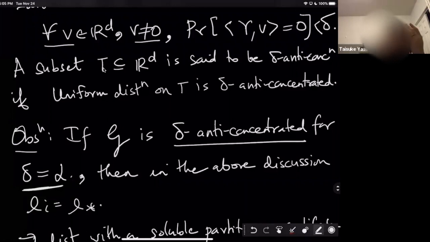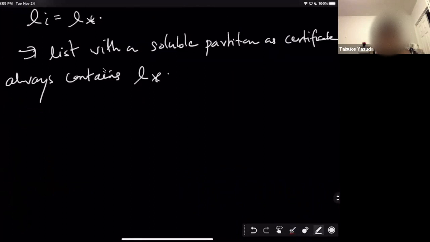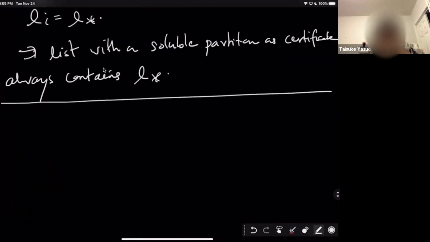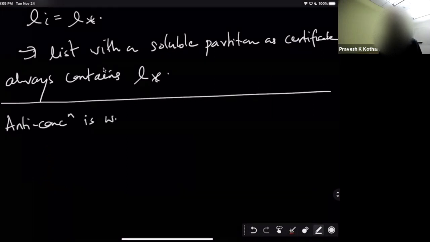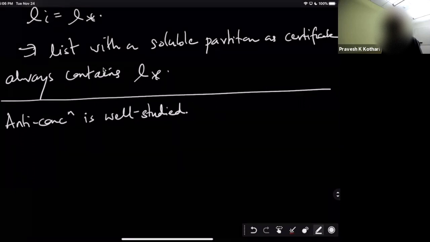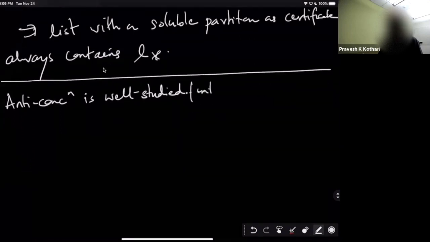Does delta anti-concentration appear elsewhere, or is it tailor-made for this problem? Good. Yeah, we're going to come to that. Okay. So anti-concentration is a very well-studied property, and actually a very interesting property. We saw one example of a very anti-concentrated distribution the last time. So let's talk about that a little bit.